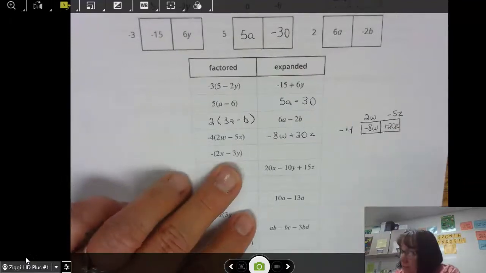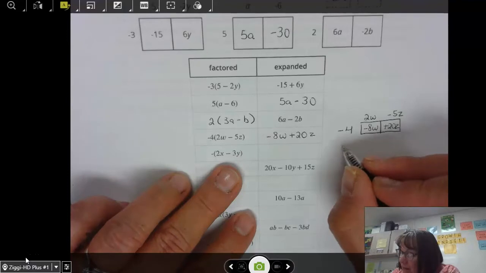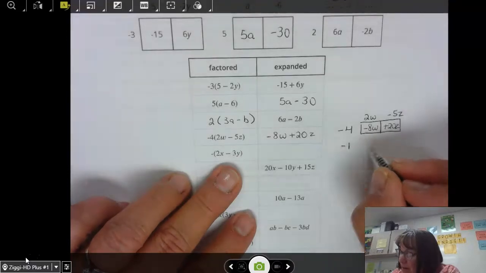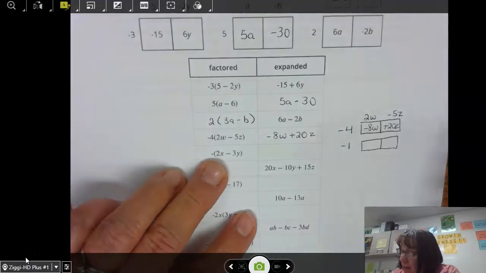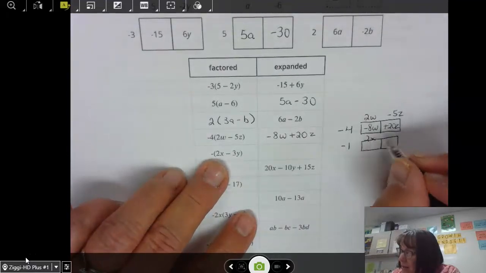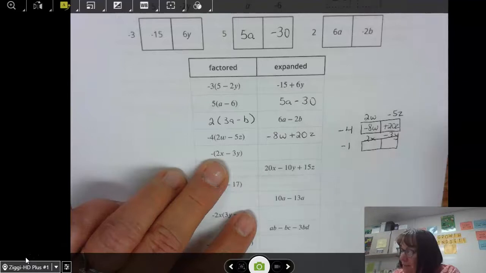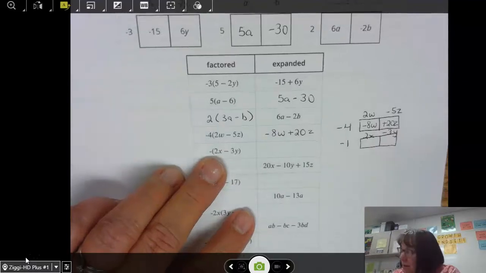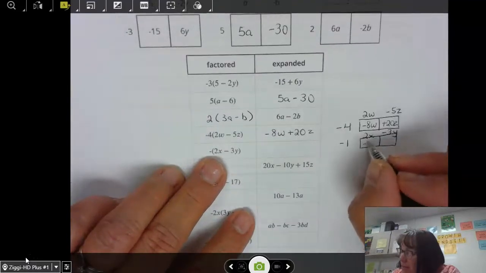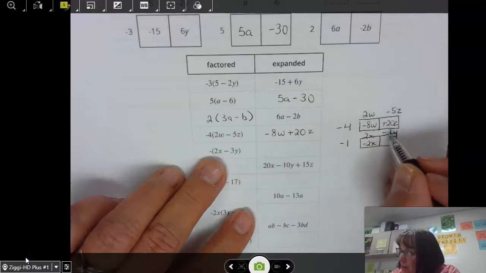On the next one, you would have a -1 on the outside. Remember, when there's nothing there, it's always a 1. And then you had 2x and -3y. So I'd take -1 times 2x and I'd get -2x, and -1 times -3y is a positive 3y.